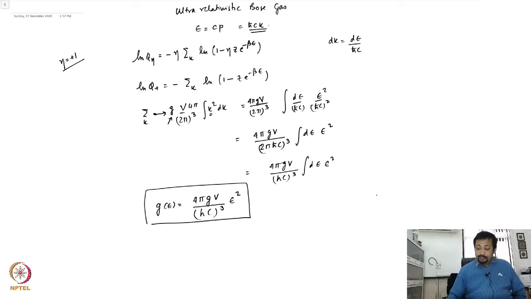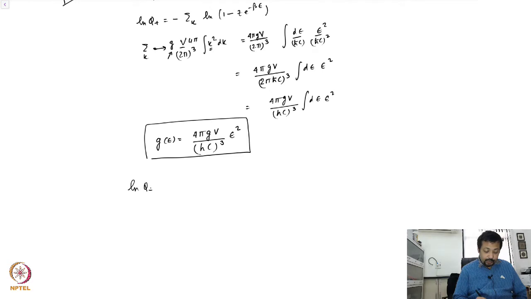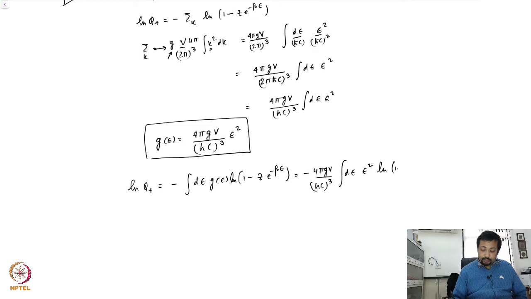Now this means that ln of Q plus is going to be minus integral. Let's write down the factors. So d epsilon g epsilon log of 1 minus z e to the power minus beta epsilon, which is going to be minus 4 pi g V over hc whole cube, integral d epsilon epsilon square ln 1 minus z e to the power minus beta epsilon.